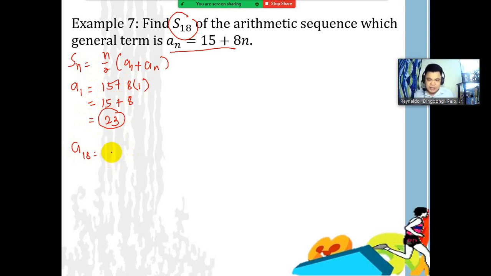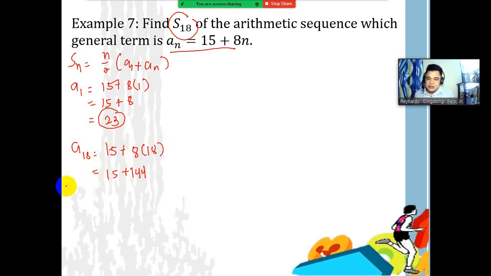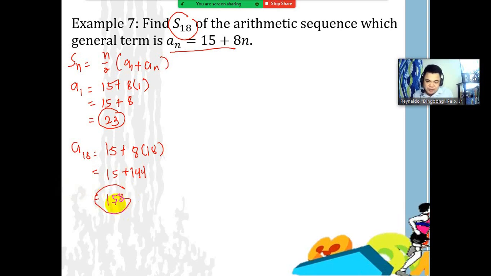Then let us solve for a sub 18. 15 plus 8 times 18. Bring down 15, and then 8 times 18 is 144. So you just add 15 plus 144. The answer is 159. So the 18th term is 159.